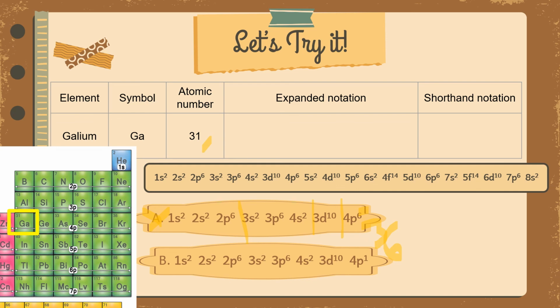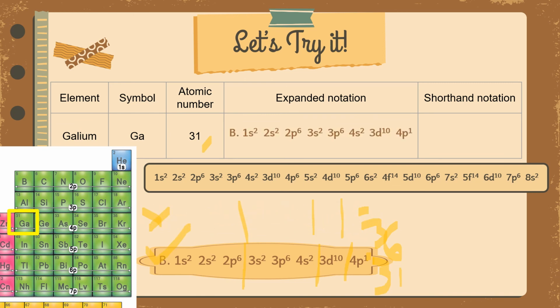For letter B, we have 2 plus 2 plus 6, we have 10. 2 plus 6 plus 2, we have another 10. So a total of 20. Another 3d10, so we have 30. Then 4p1 to have 31 electrons. So the correct answer is letter B.